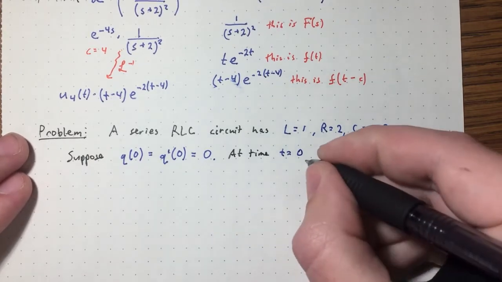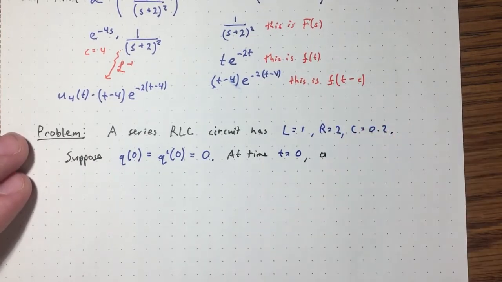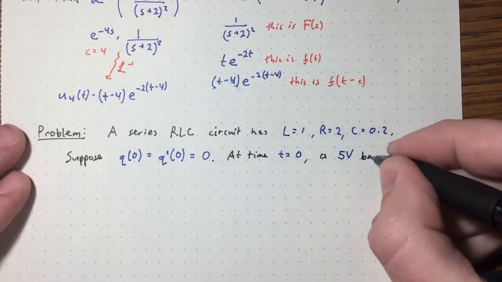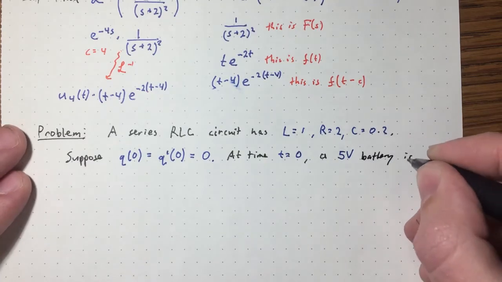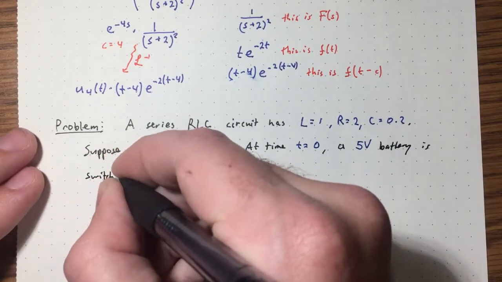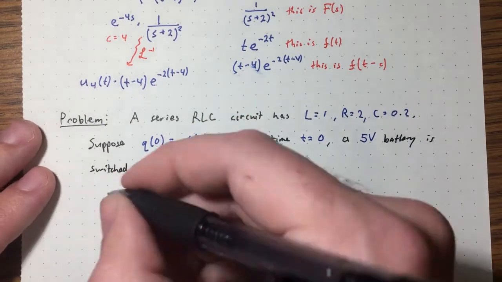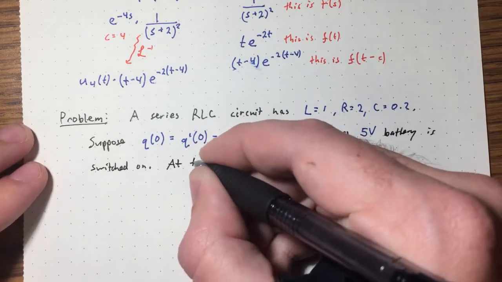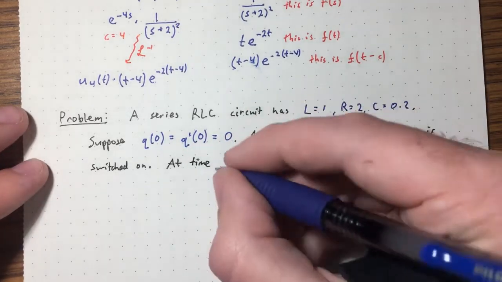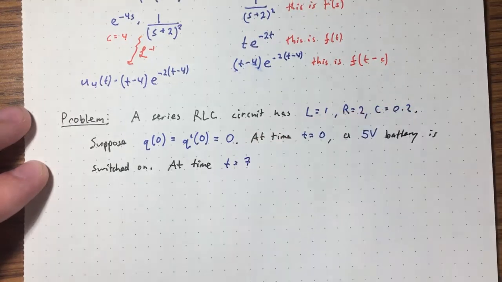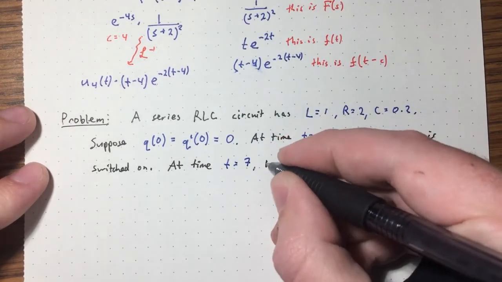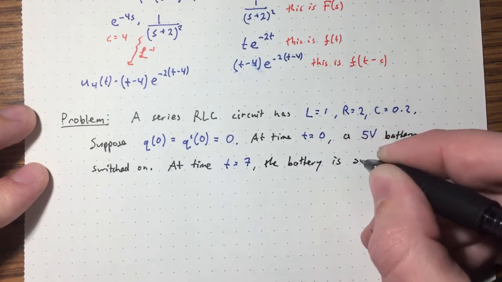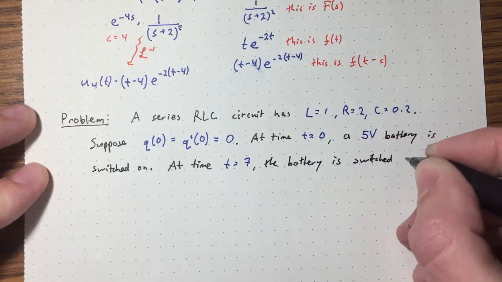So what's going to happen at time t equals 0? We're actually going to switch on a battery. So a 5-volt battery is switched on. There's our external force there, external voltage. And then at time, let's wait a few seconds maybe, so time t equals 7, we'll switch the battery off. It's switched off.